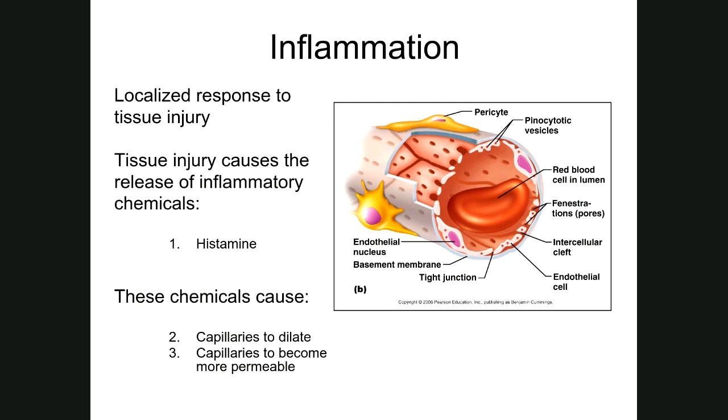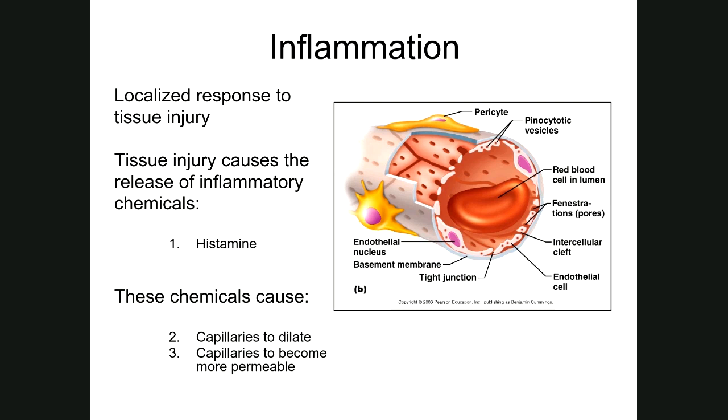We see inflammation anytime there is tissue injury. So this could be tissue injury that's due to an infectious substance. This could be tissue injury that's due to a dog bite. It could be tissue injury that's due to ligaments because you rolled your ankle. Anytime you have tissue injury, the tissues that have been damaged start to release inflammatory chemicals.